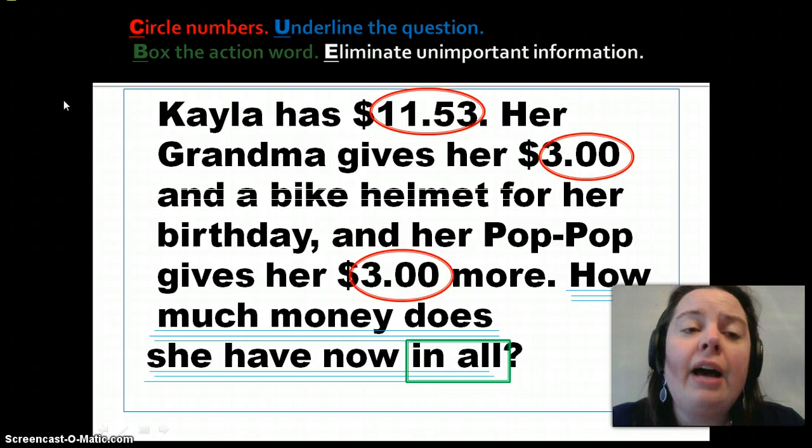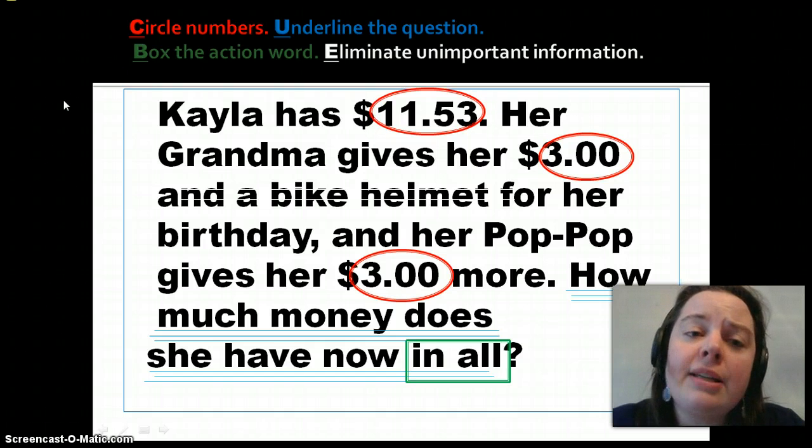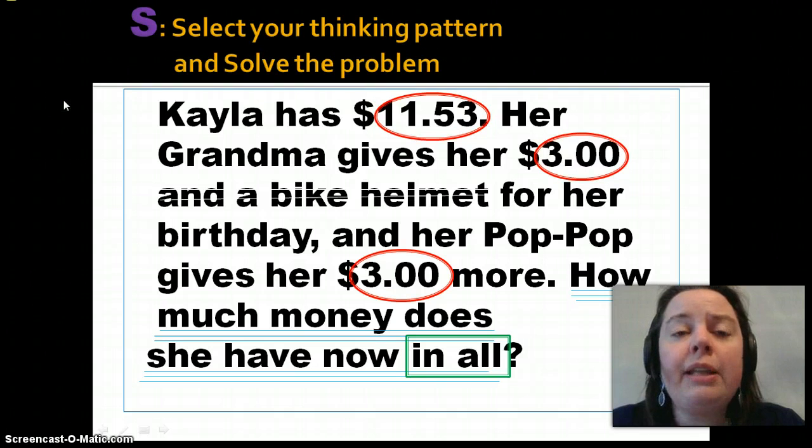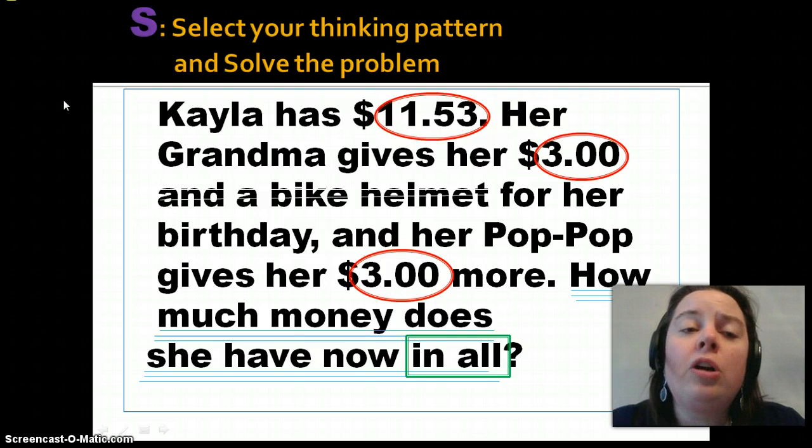So far we have C, circled the important numbers, U, underlined the question, B, boxed the action word, and E, eliminated unimportant information. The last thing we need to do is select our thinking pattern and solve, S. So we're going to go to select our thinking pattern. We're going to go back to the box words, in all. And we said if we see those math action words in all, that's telling us that we need to do what?